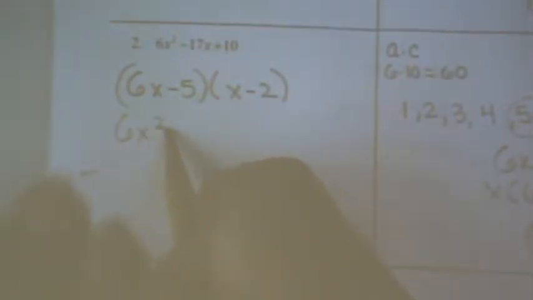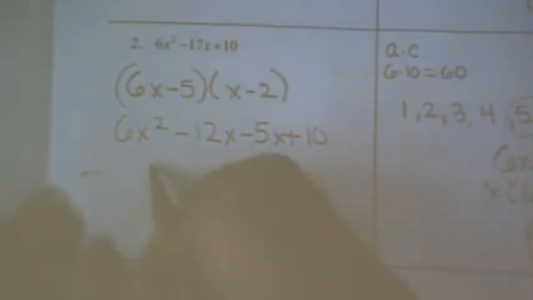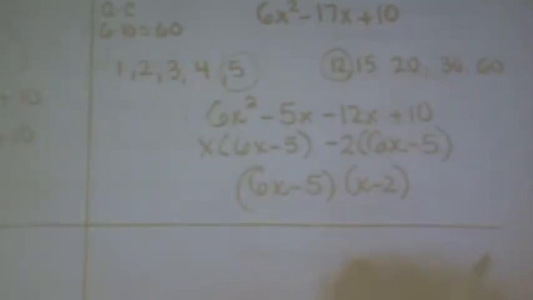6x minus 5 and x minus 2. Let's FOIL it out. Let's see. 6x times x is 6x squared. 6x times negative 2 is negative 12x. And then minus 5x. And then plus 10. And it works. So if you could have guessed and checked faster, do that, and if that's better, then do that. Or if you like this method, use that method.